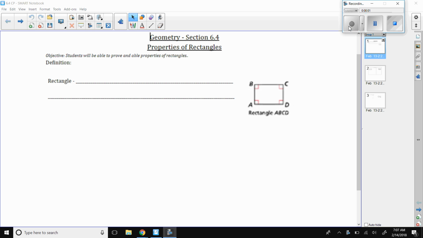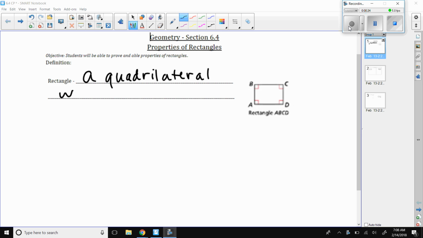Okay, so we've talked about properties of parallelograms, properties of rhombus. So all of these fall under quadrilateral. So rectangle is no different. So a rectangle, most of you know, but the proper definition is a quadrilateral, just like all of our other shapes. This one's just going to be with 4 right angles.